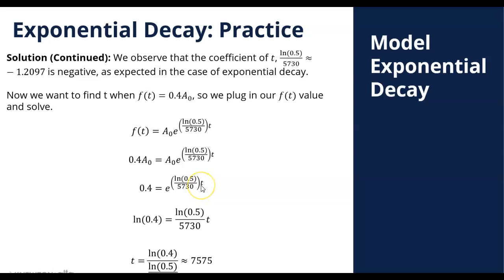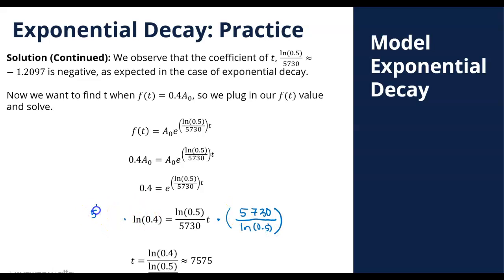Now we want t, and t is in the exponent. So we just take the ln of both sides. Taking the ln of both sides, we have ln of 0.4 equal to the expression here. And then to solve for t, we're just going to multiply both sides by the reciprocal of the coefficient of t here. So that is 5,730 divided by ln of 0.5. So you do that as well on the other side.